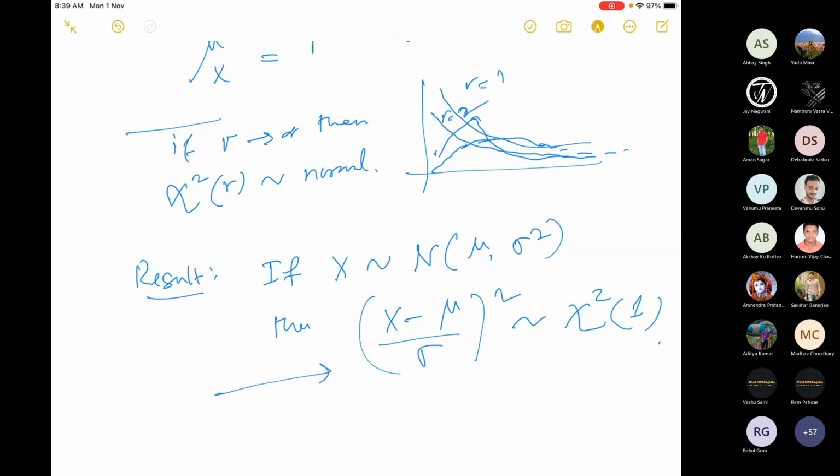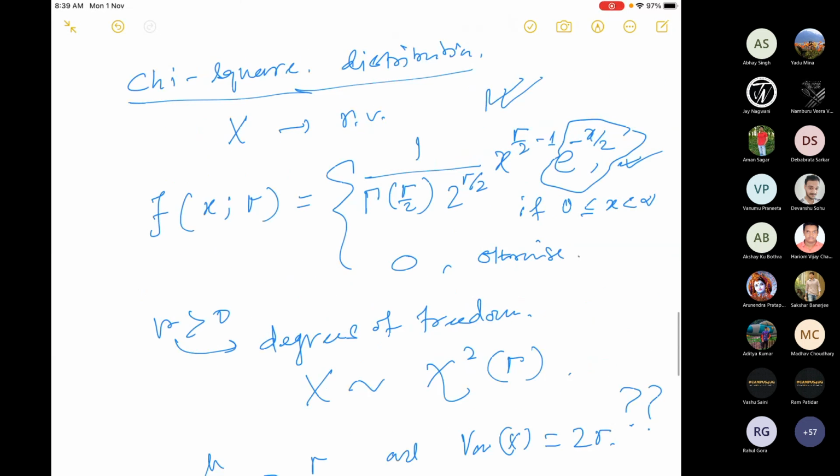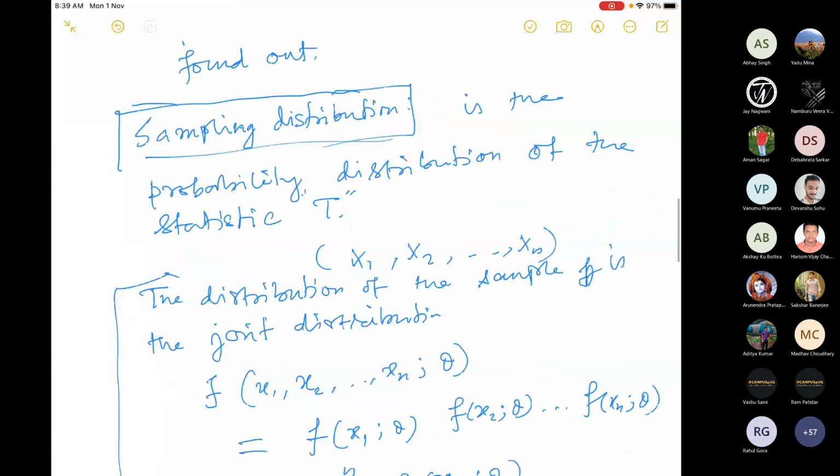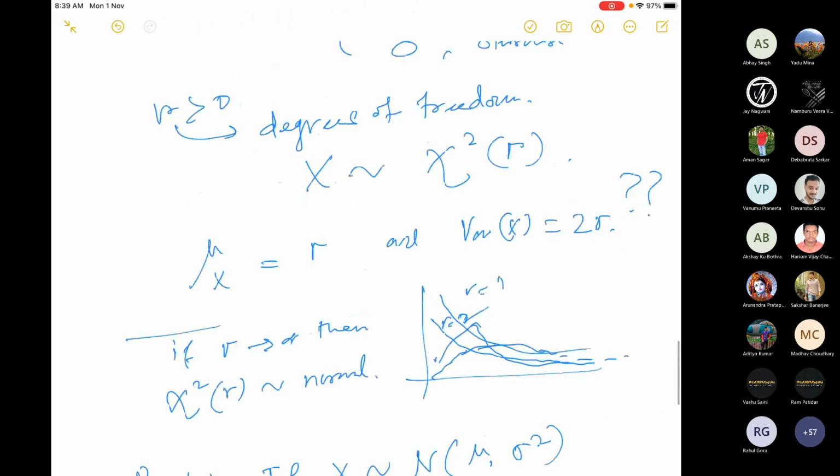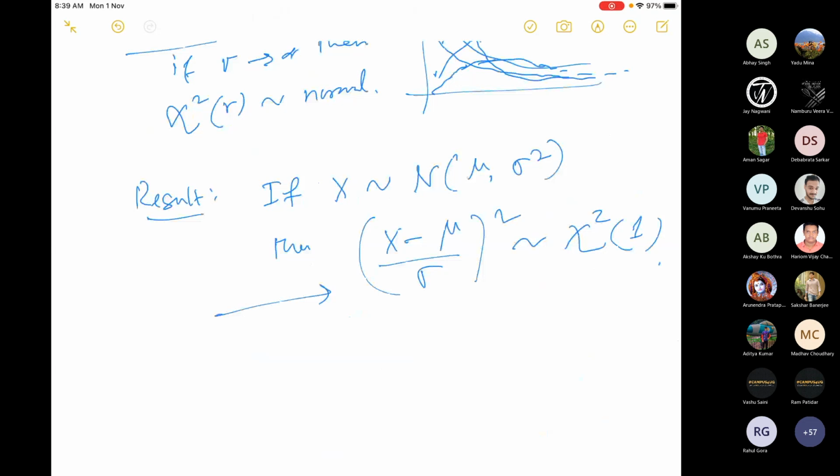Now see, this is a statistic. If you take n to be equal to 1, for example, with X1, X2, Xn, then it is just a function of X or X1. The function here is X minus mu by sigma. Mu is a constant, arbitrary fixed. Sigma is a constant, arbitrary fixed. So this is a function of capital X. The distribution of this is chi-square with 1 degree of freedom. So the square of the standardized version of X, when X is normal, is chi-square with 1 degree of freedom. So chi-square is a sampling distribution.